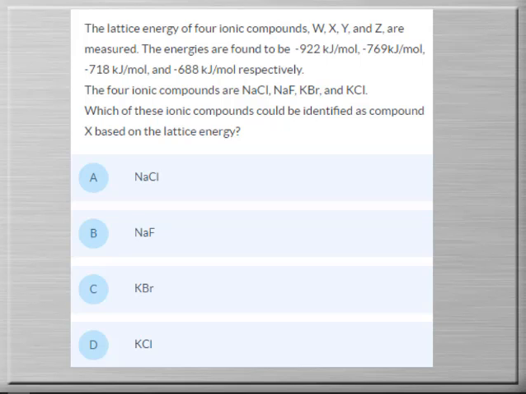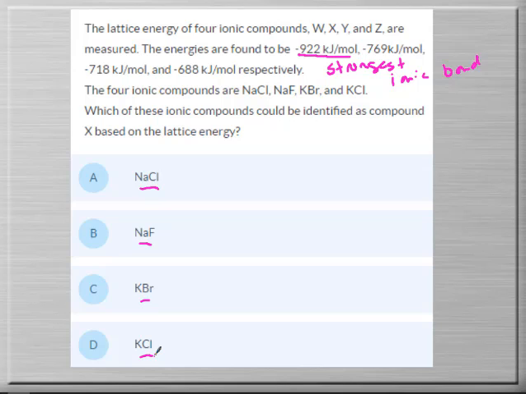On this one, they're giving you the lattice energies. The more negative it is, the stronger it is. So this negative 922 would be the strongest ionic bond, because you're going to have to put in 922 kilojoules to break it. So go ahead and pause the video and figure out, of these four substances, which one has the strongest ionic bond and the weakest ionic bond.